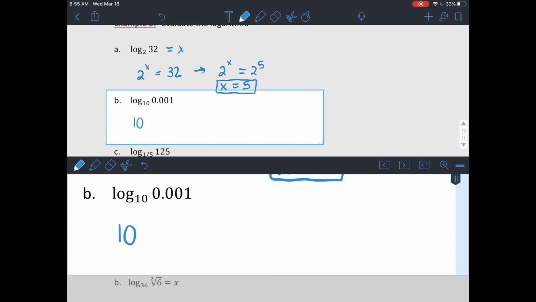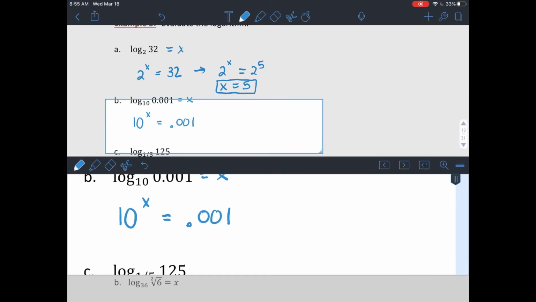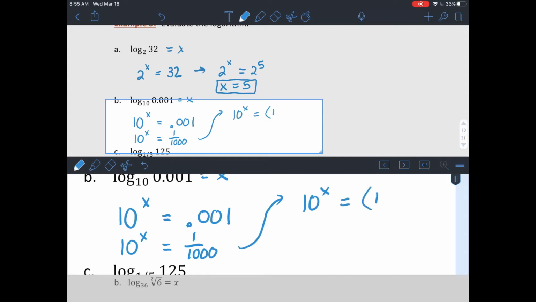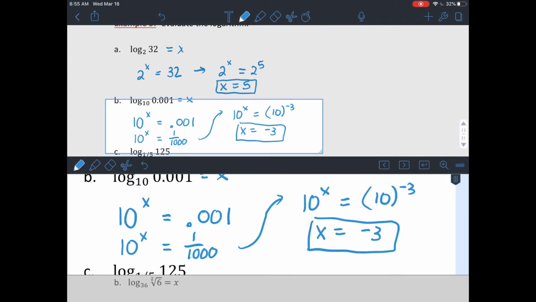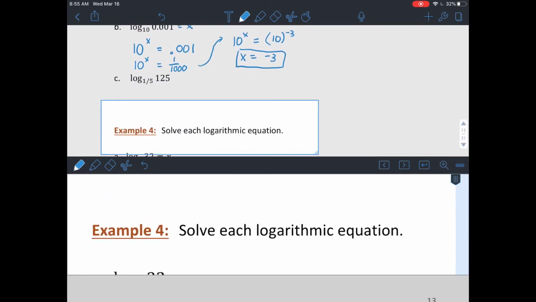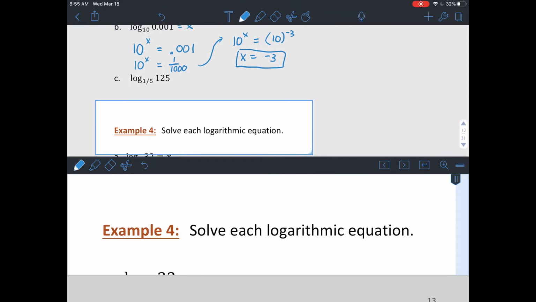This one's looking for 10 to what power would get you 1/1000th. I would switch that to a fraction and then think about, well, if I raised 10 to the third, that'd get me 1,000. So if I did 10 to the -3rd, that'd be 1/1000. I'm going to pause and let you guys try some.